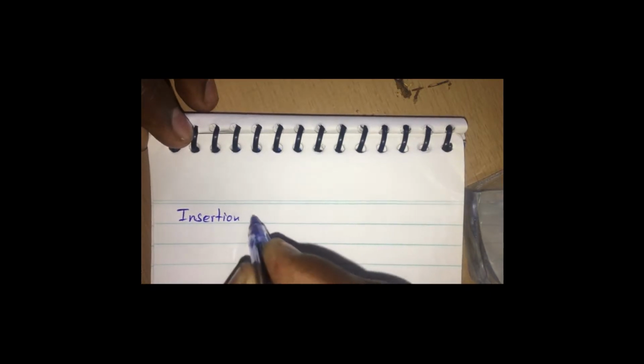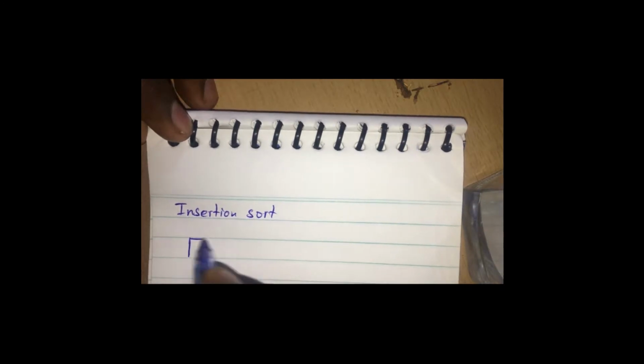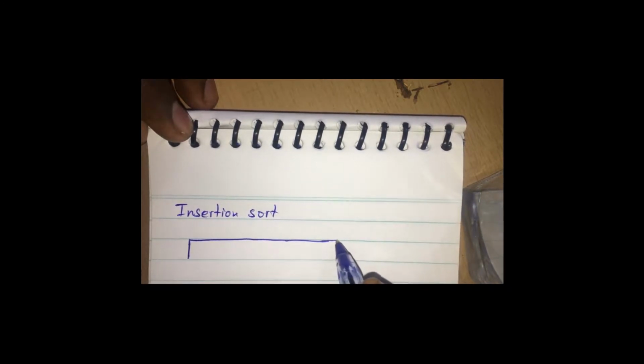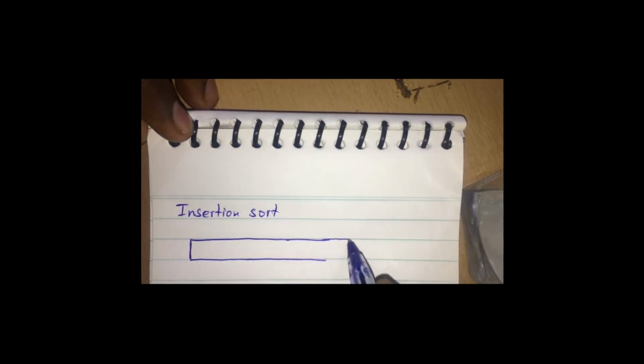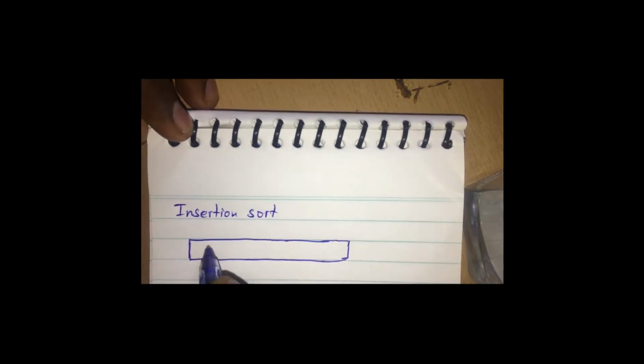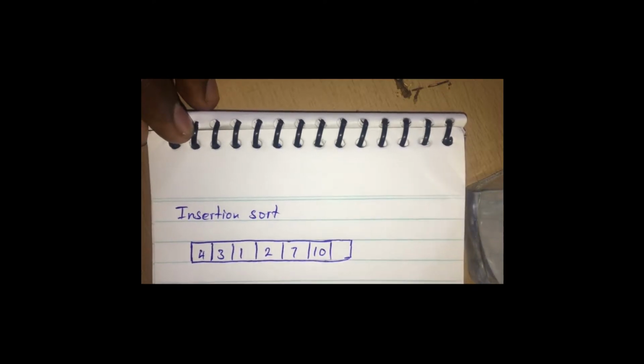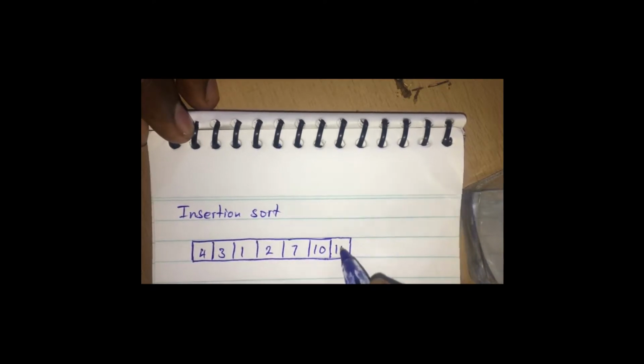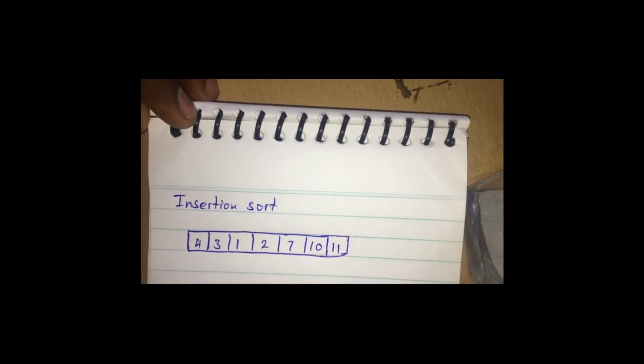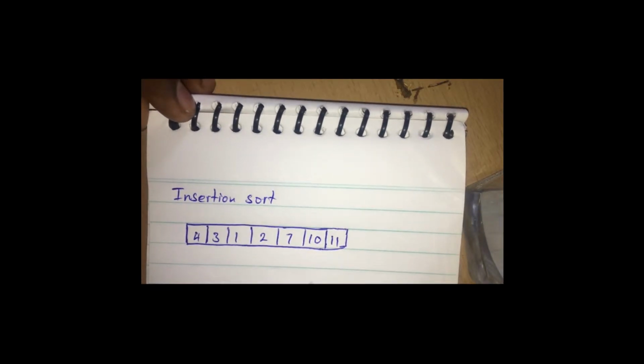Insertion sort. Then we are going to give an example, our array. I love this because it reminds me of playing cards. It's 4, 3, 1, 2, 7, 10, and my favorite number, 11. All right, so what next?